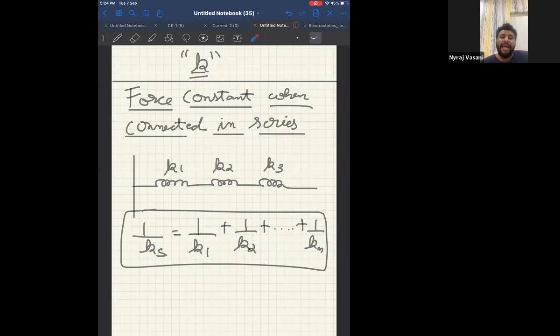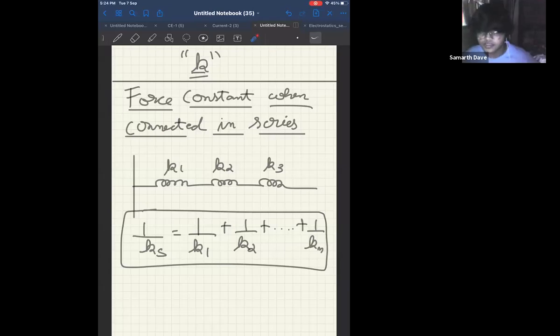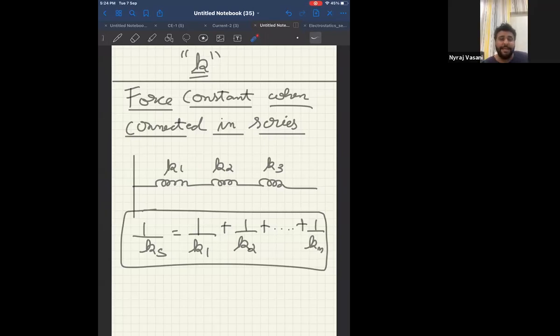Okay. Now, looking at this formula, can you predict what will be the formula for force constant when they're connected in parallel? Can you predict? Sir, Kp will be equal to K1 plus K2 up to Kn. Correct. It will be same as resistance in series.